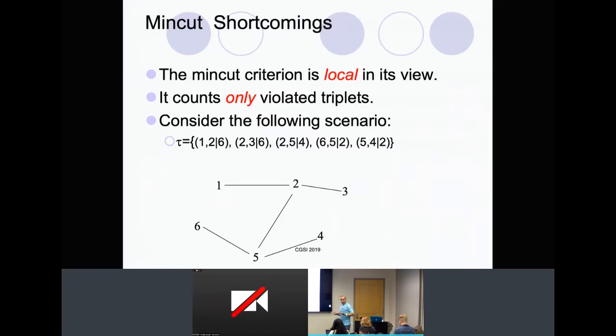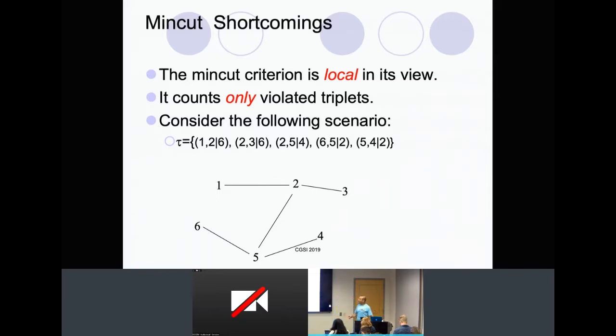This is some observation that as a student, some of you said, hey, it's local, who said that this approach really solves something, and counts only violated triplets. Let's consider this scenario. This is our input, and let me do the work for you and tell you that this is the resulting connectivity graph. You see it is connected, meaning the triplets are inconsistent. There is no single tree that satisfies all of them because of one component.